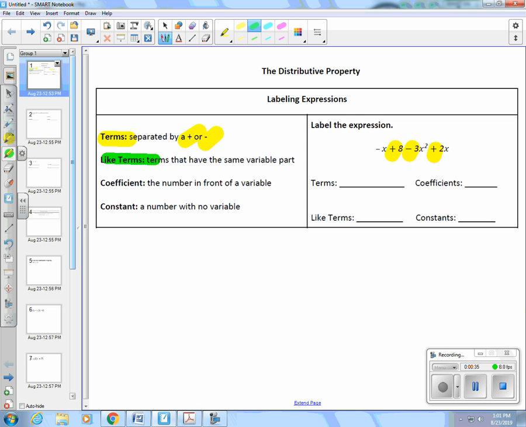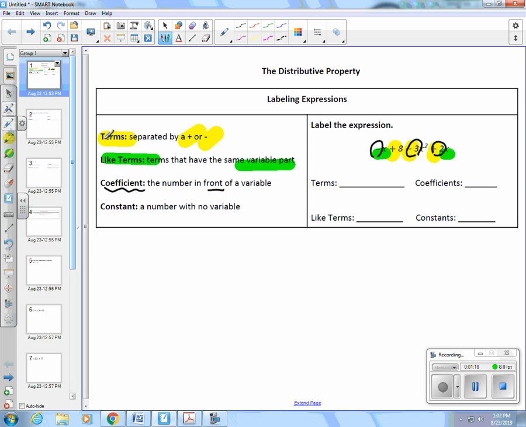Like terms are terms that have the same variable part. So you should notice here that 2x and negative x have the same variable part, but the negative 3x squared does not, so it can't be a like term. We also have coefficients. Those are the numbers in front of a variable. So we're looking at something like the negative 3, the positive 2, or even a negative 1.